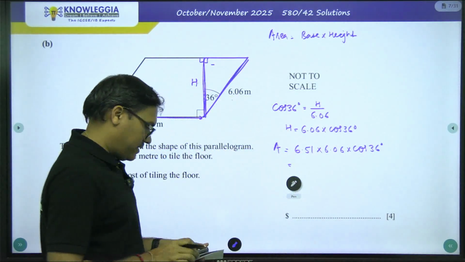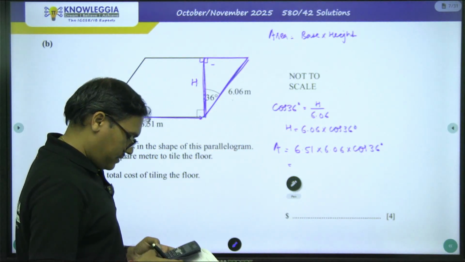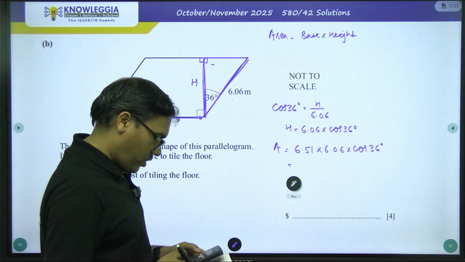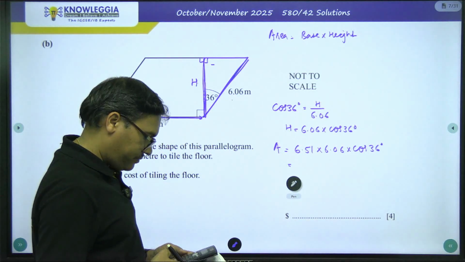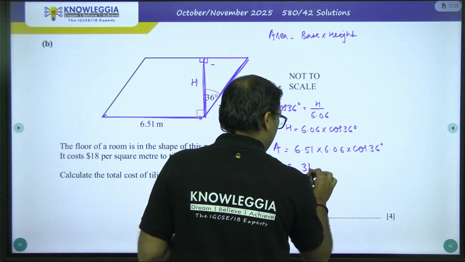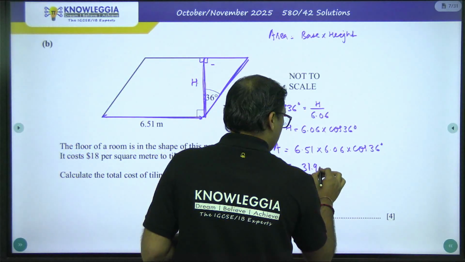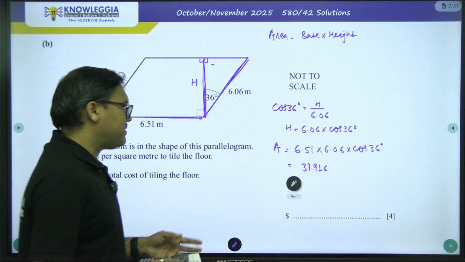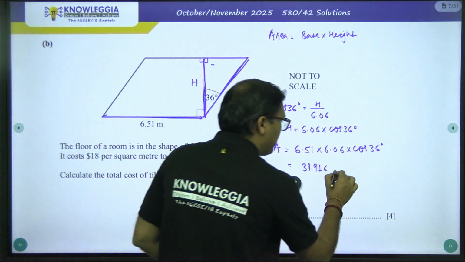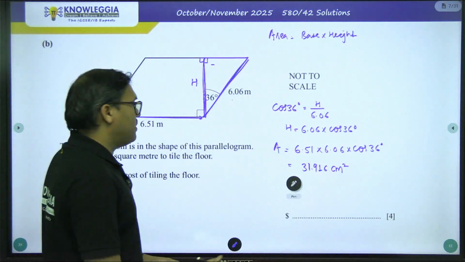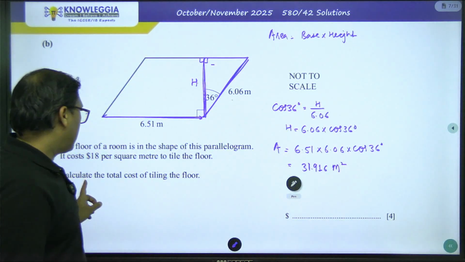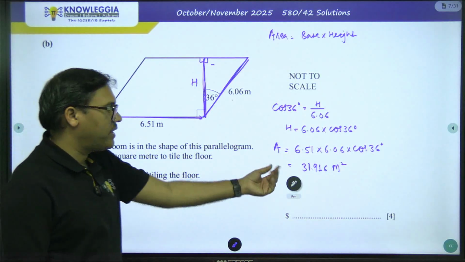So now let's check this value. This is 6.51 multiplied with 6.06 multiplied with cos 36 degrees, which is equal to 31.916. I'm taking 3 decimal places just to be correct. So this is centimeter square. Okay, sorry, meter square. So units are meter square. Now the question is calculate the total tiling cost. So this is the floor area.